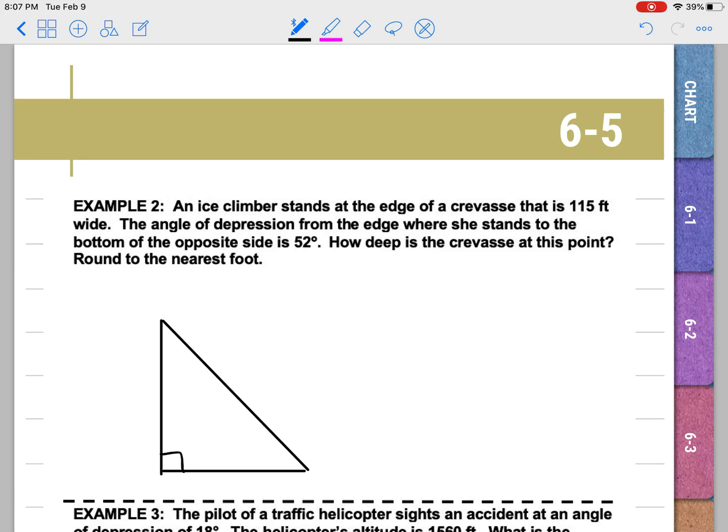So this ice climber stands at the edge of a crevice that is 115 feet wide. So that's something to think about: wide, width. The angle of depression from the edge where she stands to the bottom of the opposite side is 52 degrees. They want to know how deep the crevice is at this point.